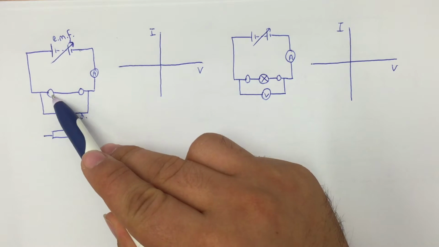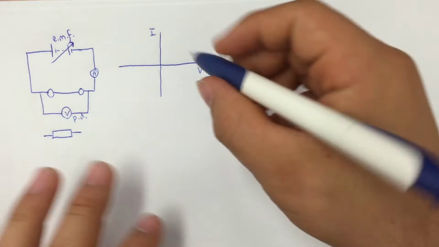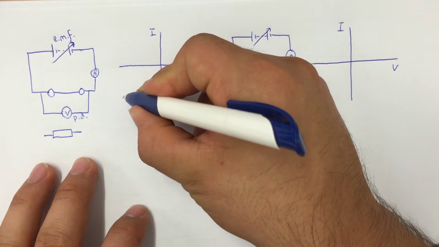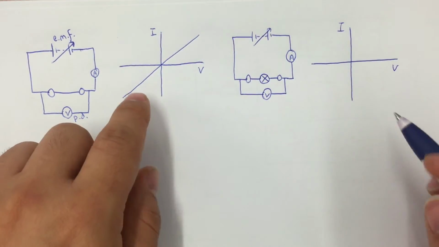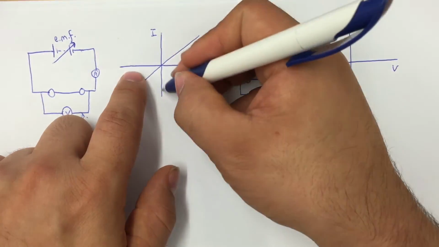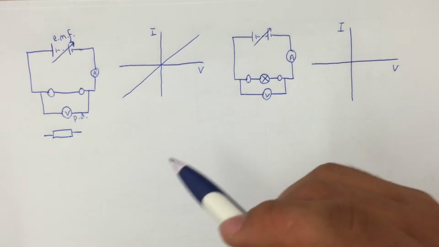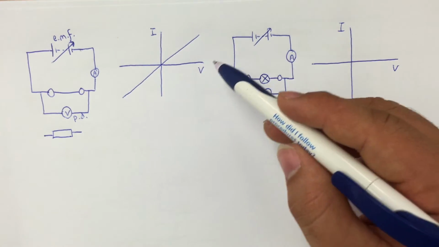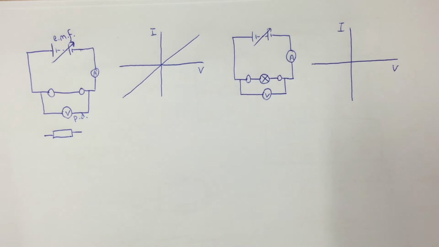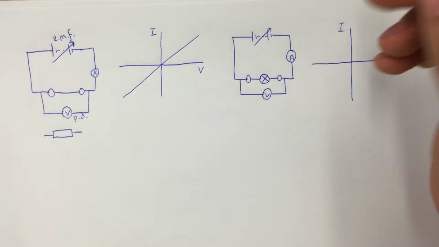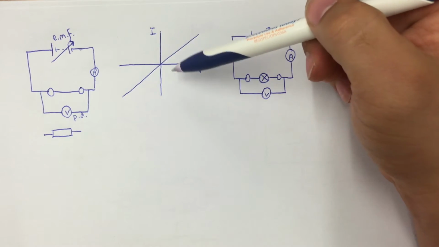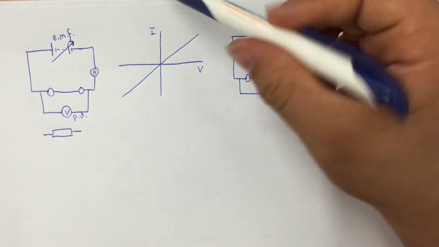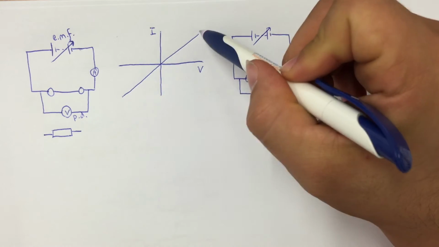Now if you do this for a metallic conductor or a fixed resistor, you get a straight line through the origin. Now you'll understand why I've included negative values on here in a second, but it'll just be a straight line through the origin because the resistance is fixed in both cases. And remember, the gradient of this line is 1 over resistance, so effectively the same thing. Because it's fixed, it's a straight line.